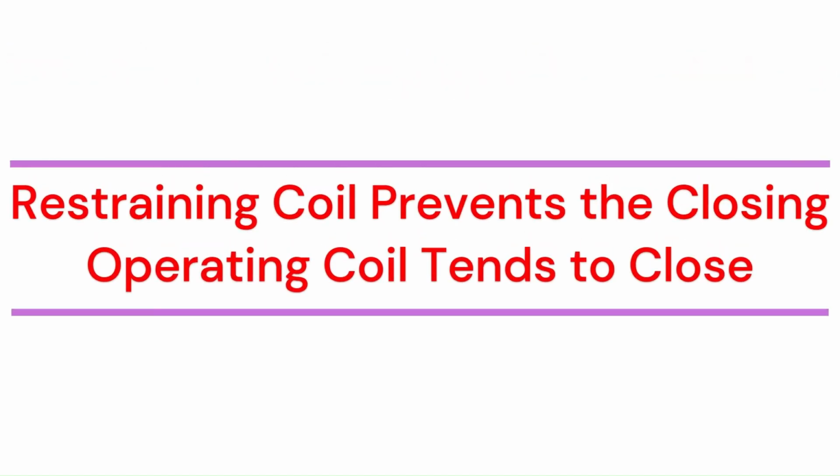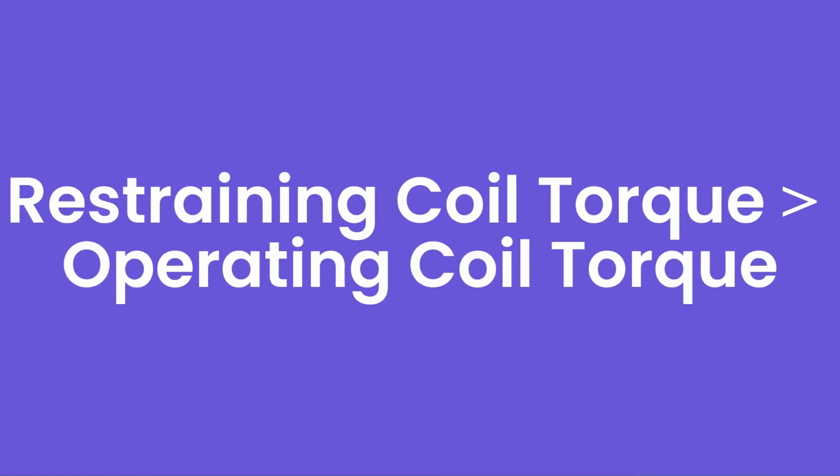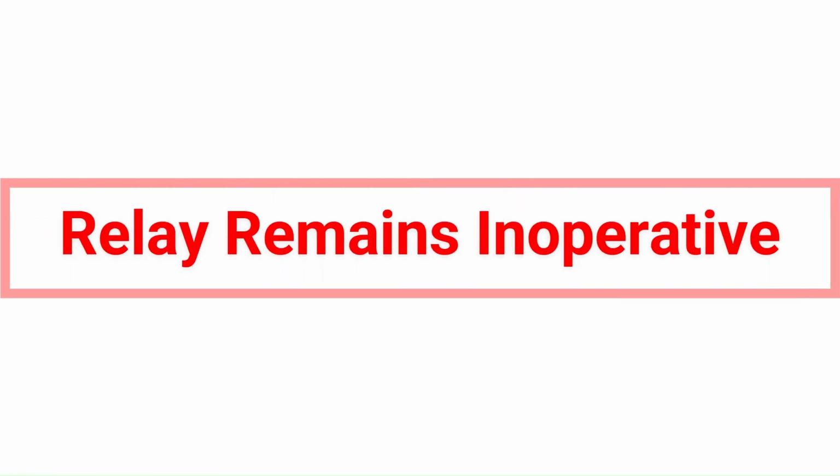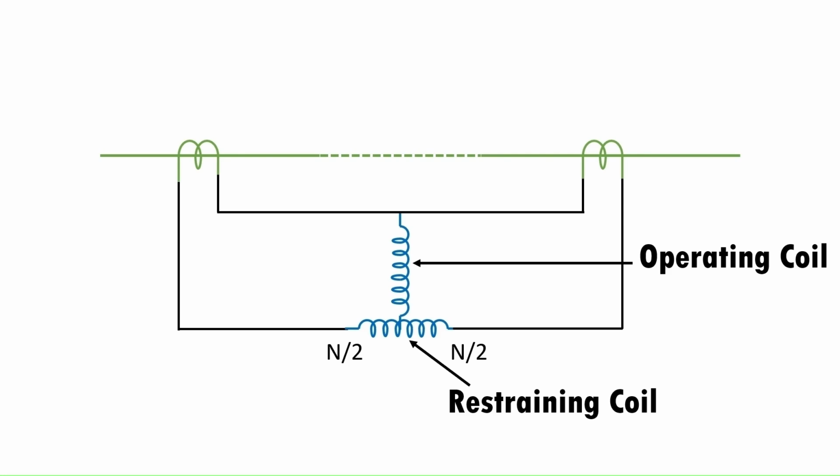The torque due to the restraining coil prevents the closing of the trip circuit, while the torque due to the operating coil tends to close the trip circuit contacts. Under normal operating conditions or external fault condition, the torque developed by the restraining coil is greater than the operating coil torque. Thus, the relay remains inoperative. When an internal fault occurs, the operating torque exceeds the restraining torque. Then the trip circuit contacts are closed to open the circuit breakers.